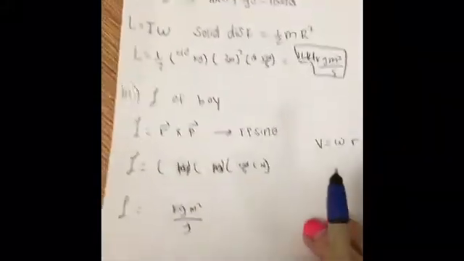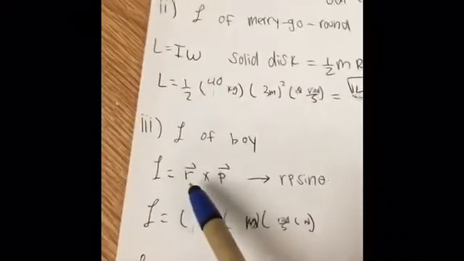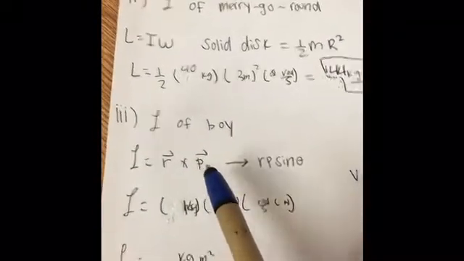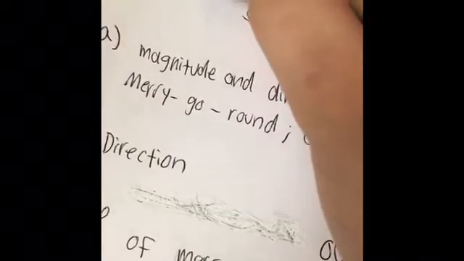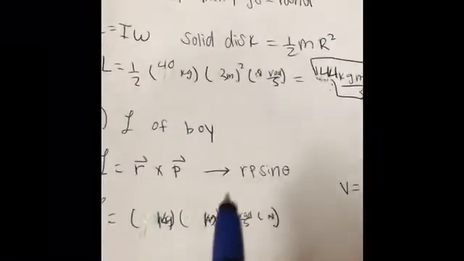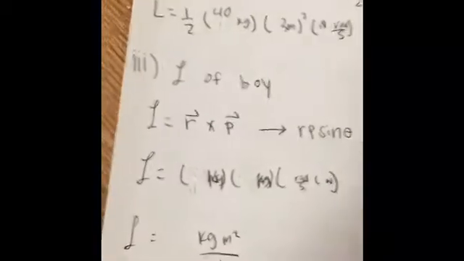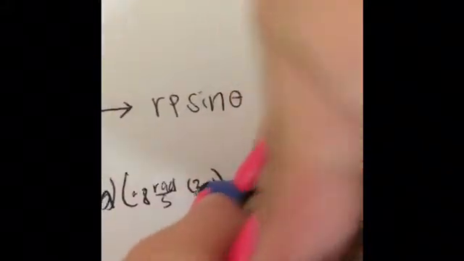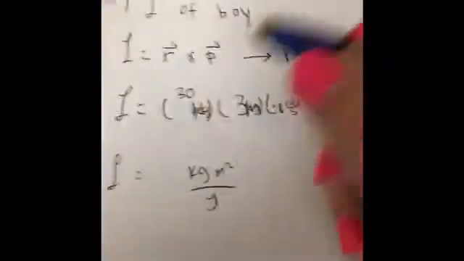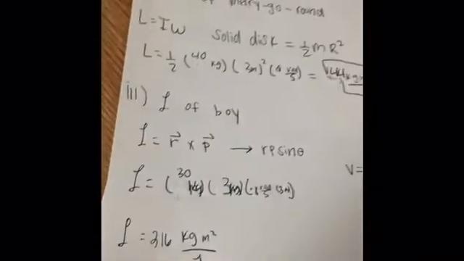Now we're going to find the angular momentum of the boy. This is going to be the cross product of the radius and the momentum vector, so it's r p sine of theta. Since the angle between the r vector and the momentum vector is 90, it's going to be r times momentum times sine of 90, which is just 1. He weighs 30 kilograms, and the radius is 3 meters. We want to translate this to linear velocity, so we do angular velocity times the radius, so that's 0.8 times 3 meters. We do all of that out, and we get 216 kilograms meters squared per second.